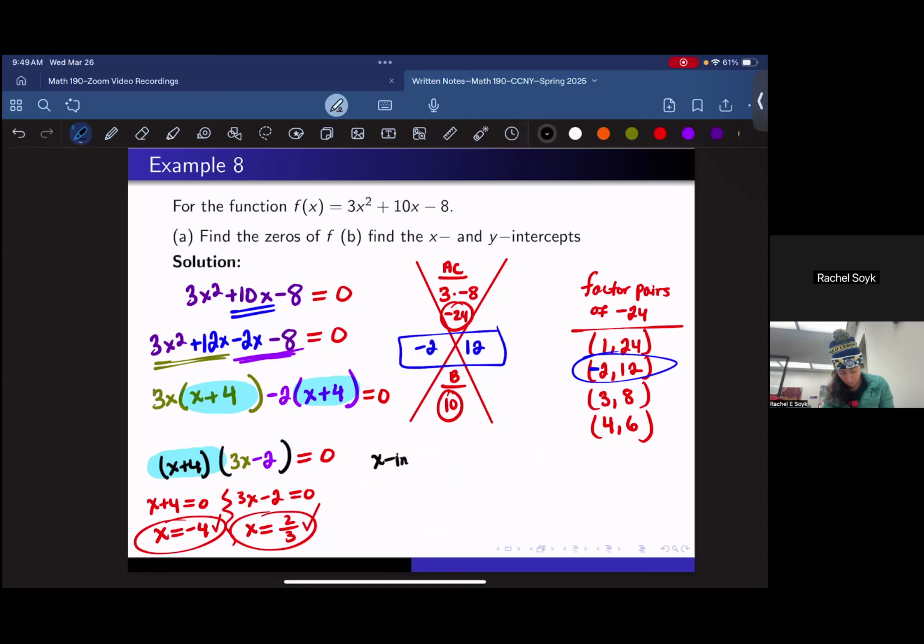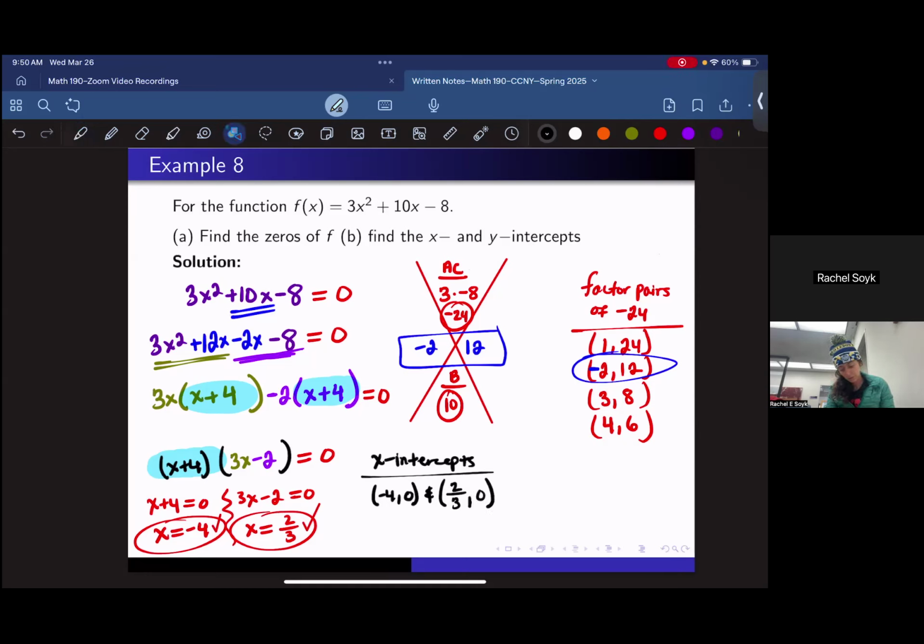Let's put that in coordinate form. We have our x-intercepts to be, definition of x-intercept is when y equals 0. So we have negative 4, 0, and positive 2/3, 0.